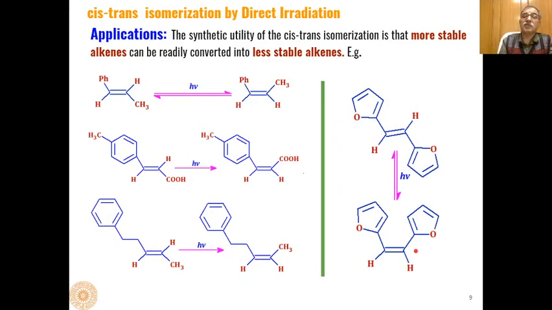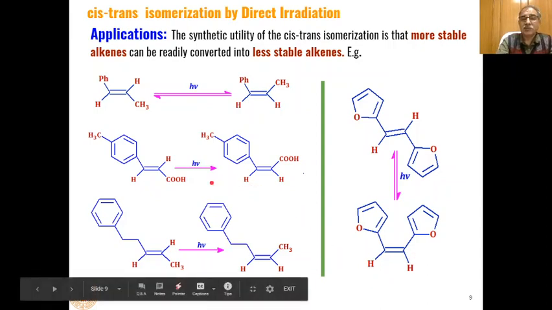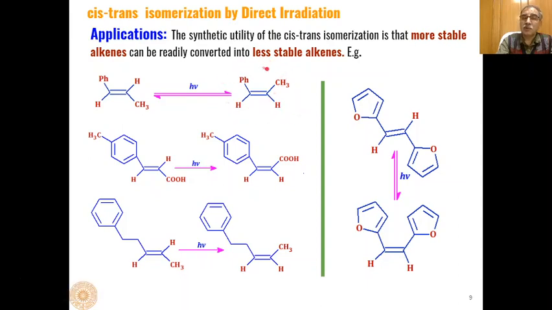So the synthetic utility of these cis-trans isomerization reactions is that through these isomerizations we can synthesize less stable alkenes from more stable alkenes. So these are some of the examples where trans stilbene is converted into the less stable cis alkene. This is phenyl methyl ethene, which can be converted into the cis isomer.